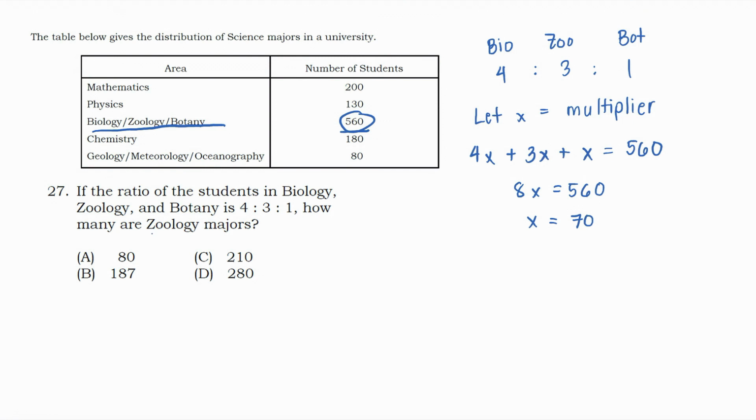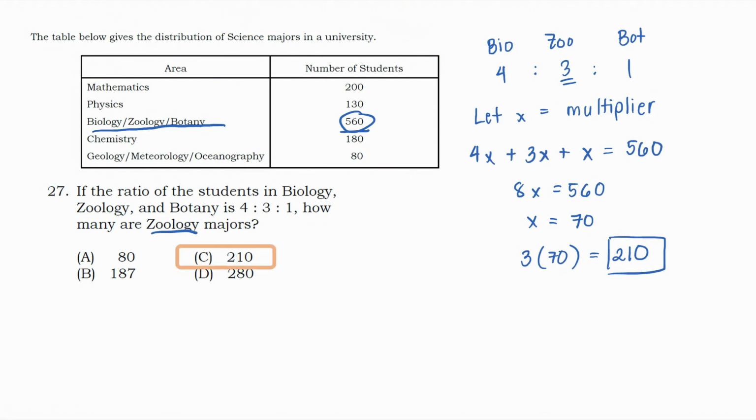And then, yung pinapahanap sa atin is yung number of zoology majors, diba? So, 3 yung ratio niya. So, 3 times x or 70 is equal to 210. Yan. So, ito yung final answer natin.